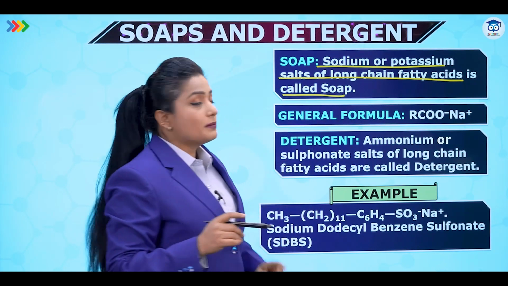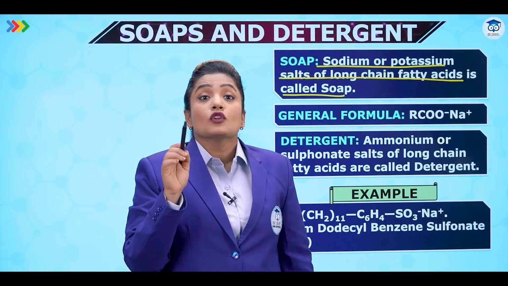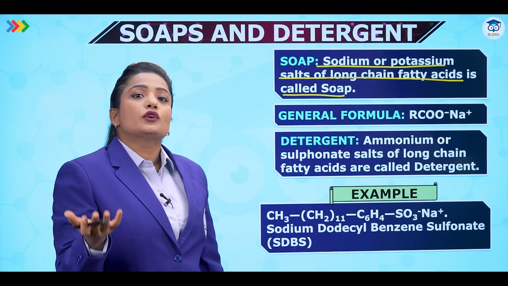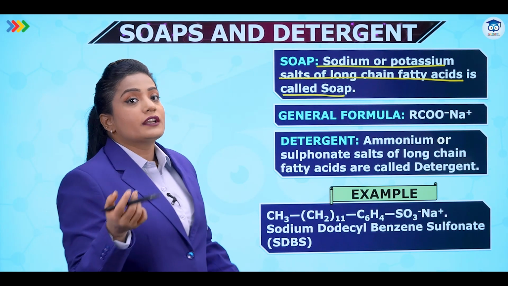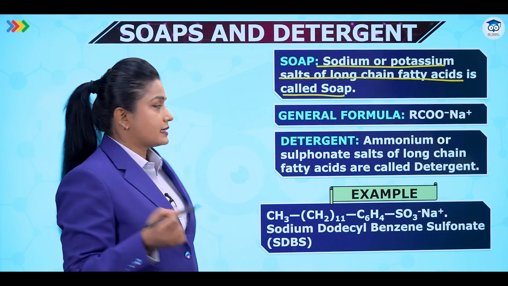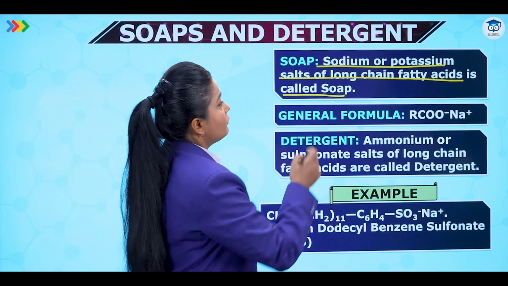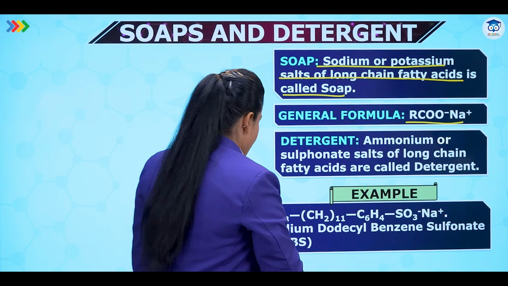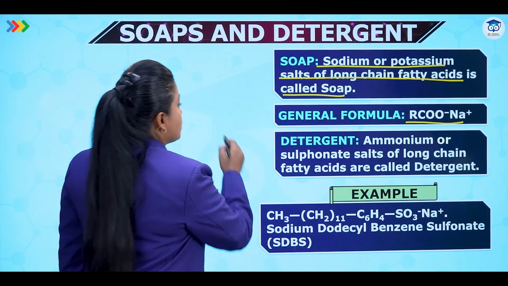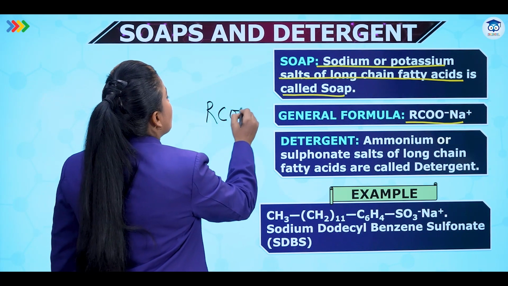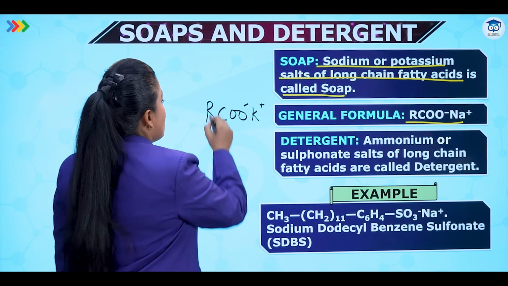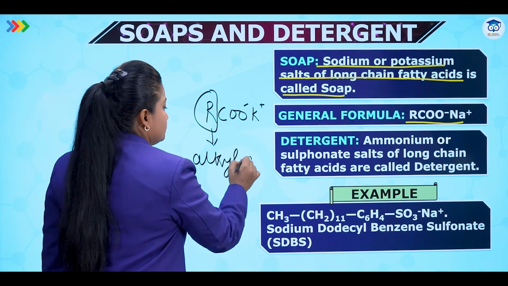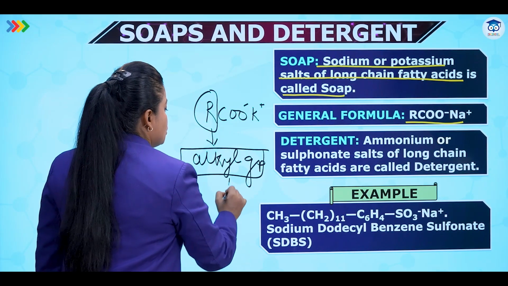Sodium or potassium salts means, as in the previous slide where we did O negative Na positive, this was a salt of sodium. Instead of sodium, if I have potassium K, then it will be called a potassium salt of carboxylic acid. So the general formula for the sodium or potassium salts is RCOO negative Na positive. And if I have potassium, I would write it RCOO negative K positive. What is R over here? R over here is the alkyl group, that means the carbon chain.